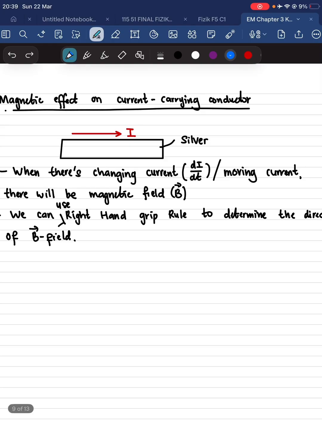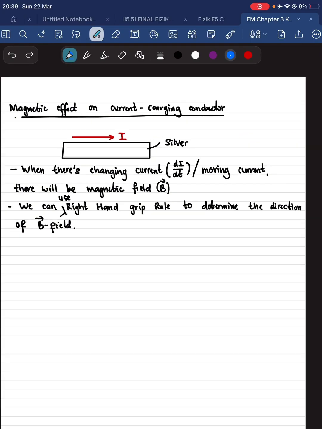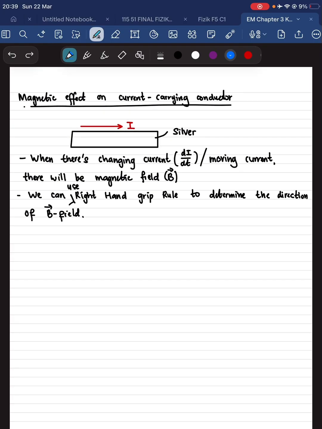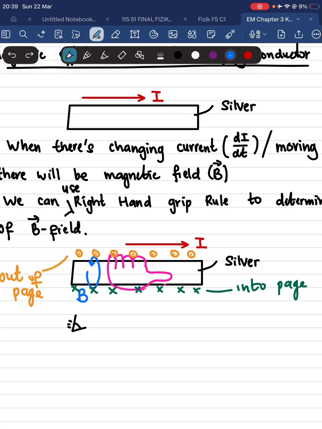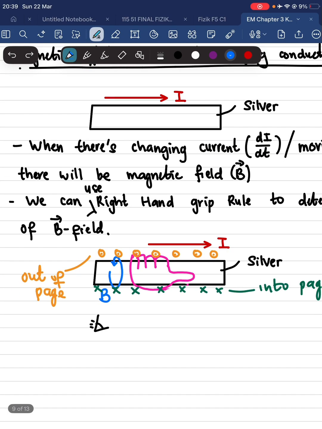So we can use the right hand grip rule to determine the direction. Just now I already demonstrated, but I will show you how to apply it. You just put your right hand, and make sure the thumb is directed along the current, so in the same direction, and your fingers must be the resulting magnetic field, which is in this direction.